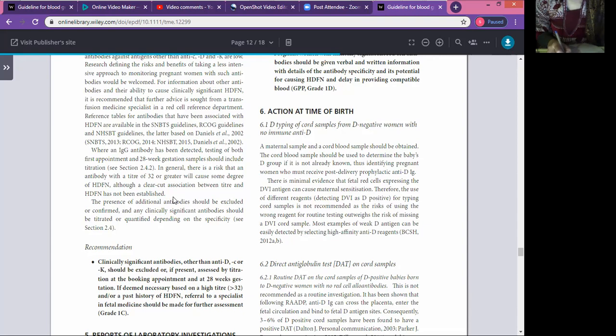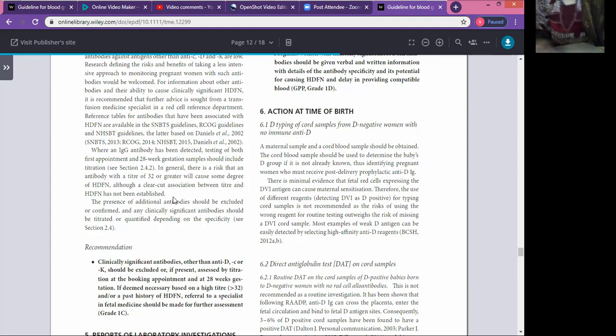Blood grouping by D group is identified. If there is minimal evidence that the fetus expresses the DVI antigen, and with the normal D reagents it comes out to be D negative, most centers do not recommend DVI typing for these patients, as the risk of using the wrong reagent for routine blood testing outweighs the risk of missing a DVI positive cord sample.